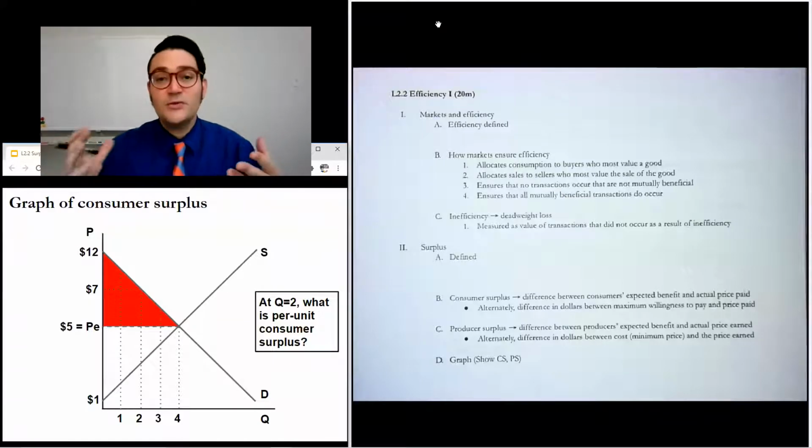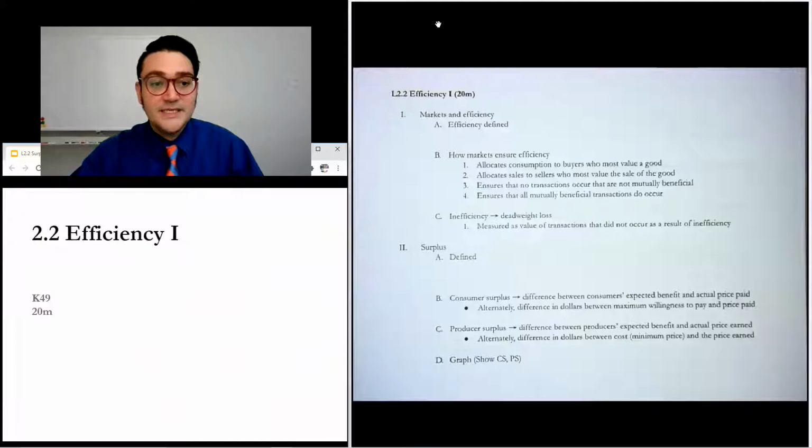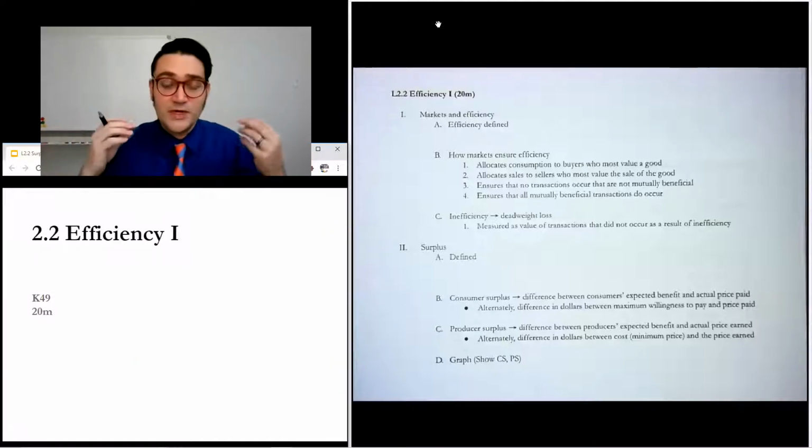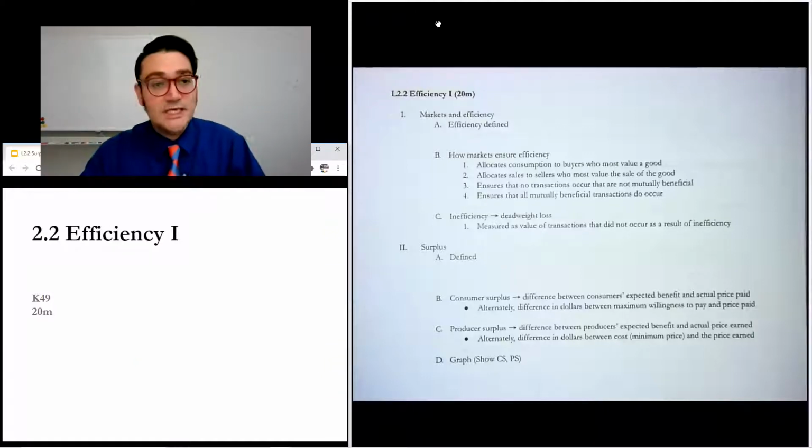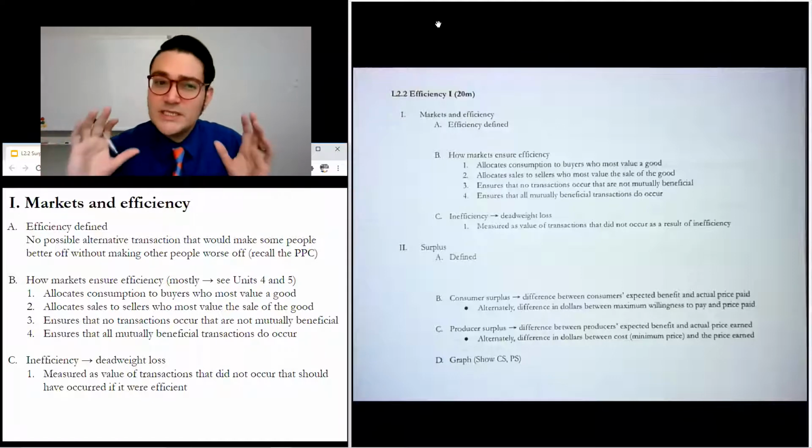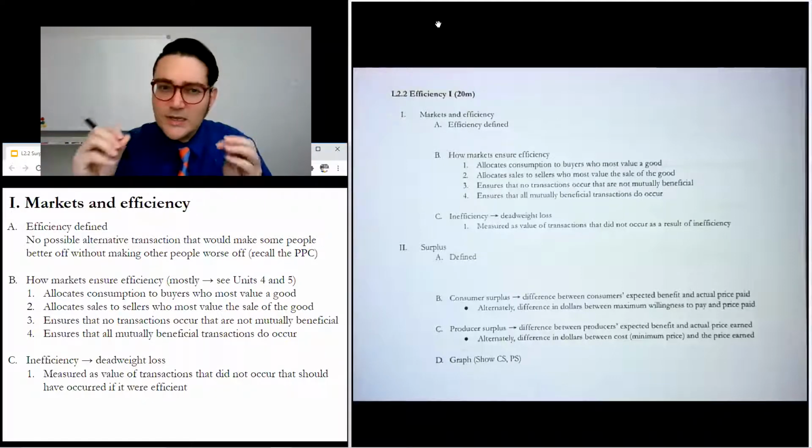Hi, everybody. So in this video, we're going to introduce you to the ideas of efficiency and markets and something that's related called surplus. So let's get started. Efficiency is a pretty simple or straightforward idea, but there's a lot of little moving parts to it.